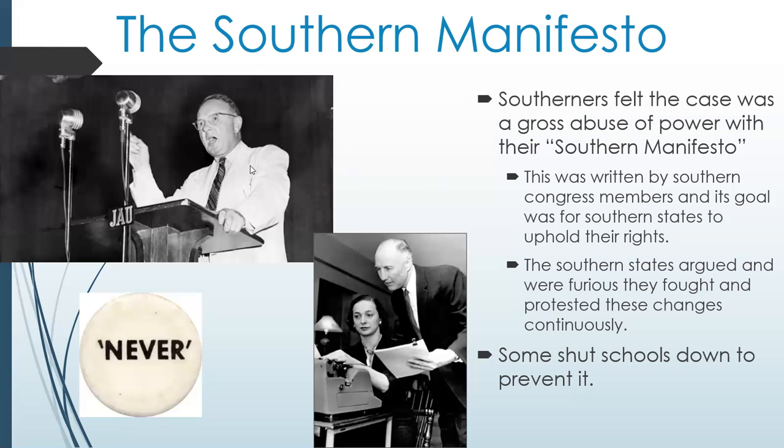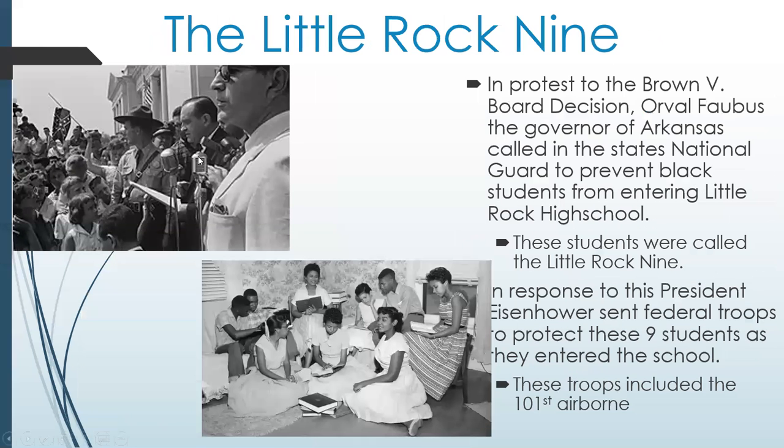So there is a governor in Arkansas that will protest Brown versus Board of Education. His name is Orville Faubus. Orville. He's got a name like Orville. This is Orville right here. And he's going to call the Arkansas National Guard. He's going to call soldiers in from the state to prevent 9 black students from entering Little Rock Central High School. These 9 black students will be known as the Little Rock 9.